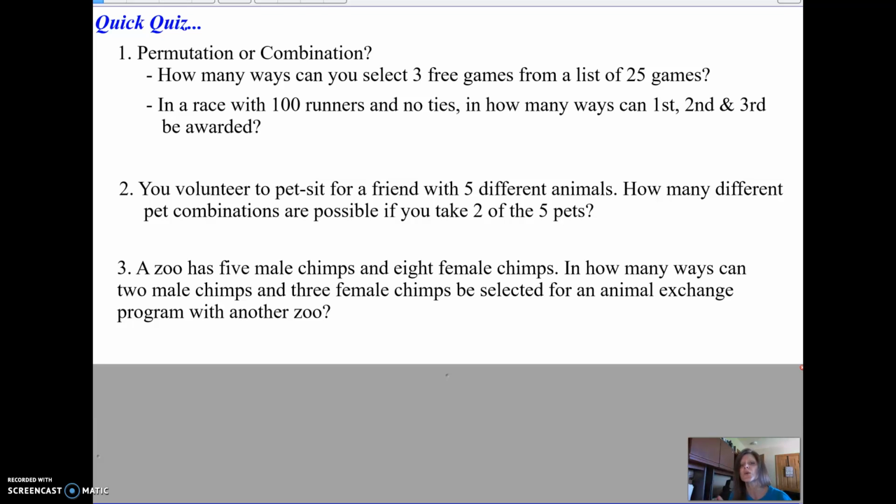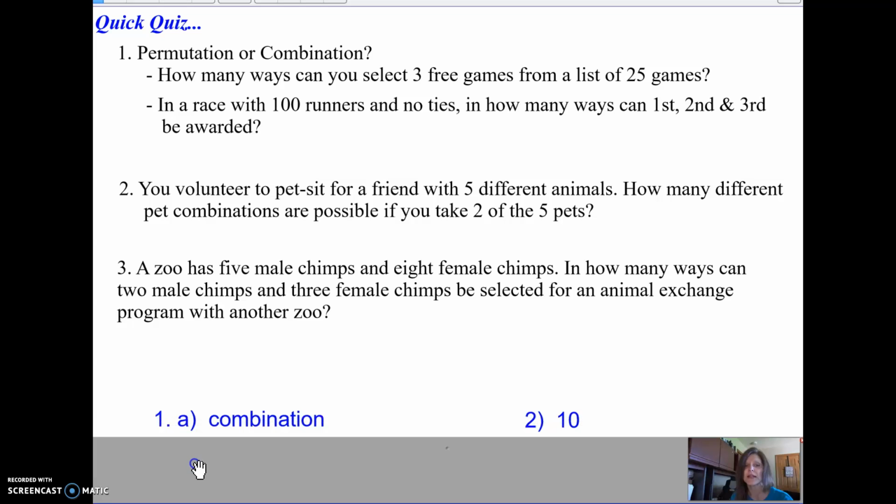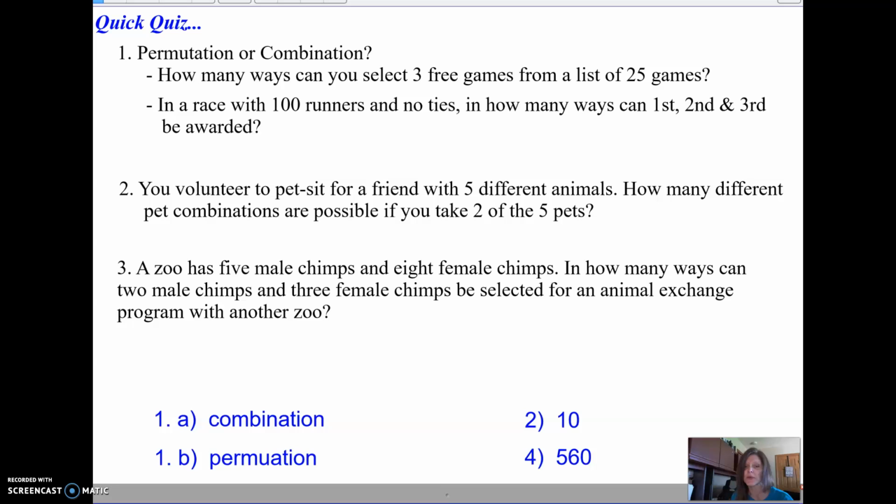What is different? What's different is that in a permutation, order matters. We are assigning roles, or we're assigning an order in a lineup or a schedule or an award, something like that. In a combination, we're just grouping them together and we don't care about the order. So given that additional background, the first one, how many ways can you select three free games from a list of 25, would definitely be a combination. And the race that has first, second, and third is going to be a permutation.